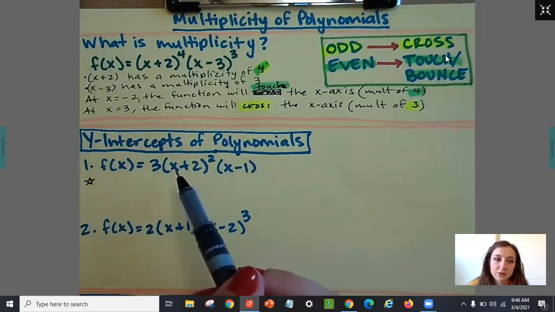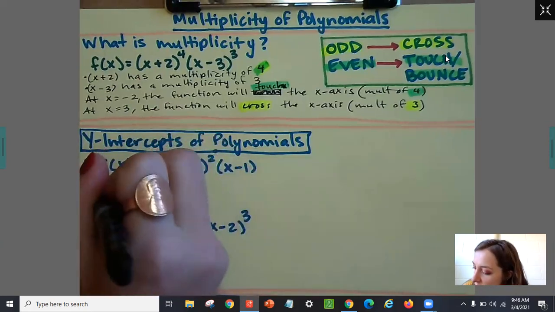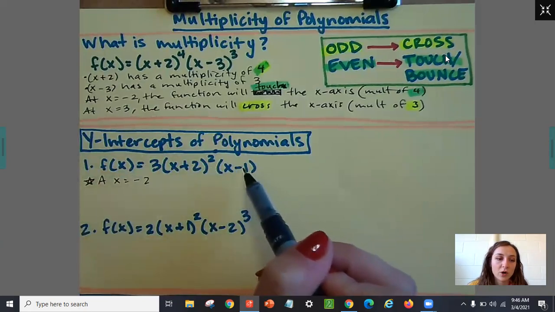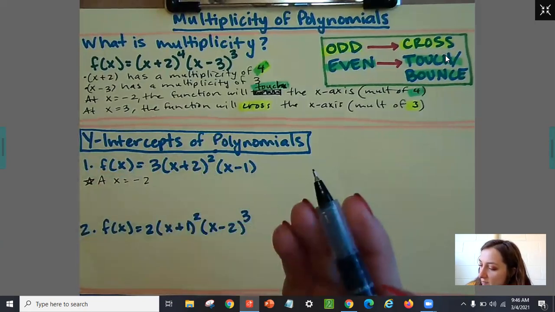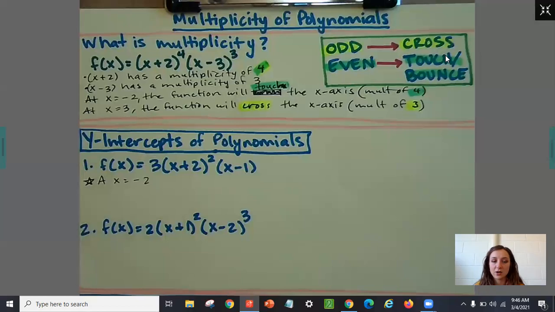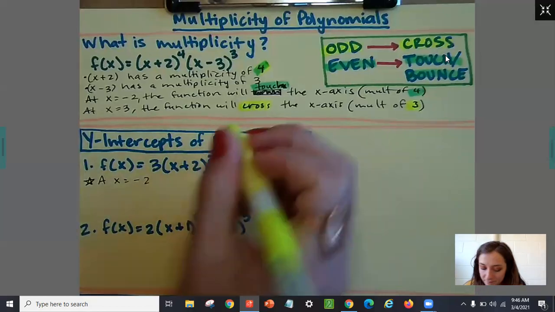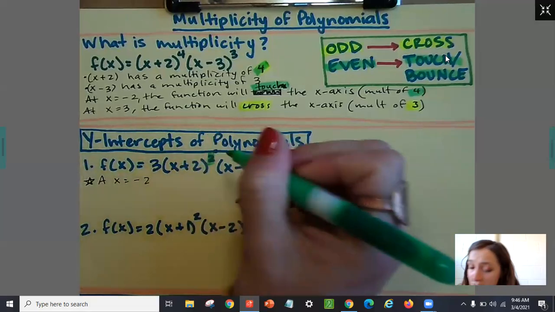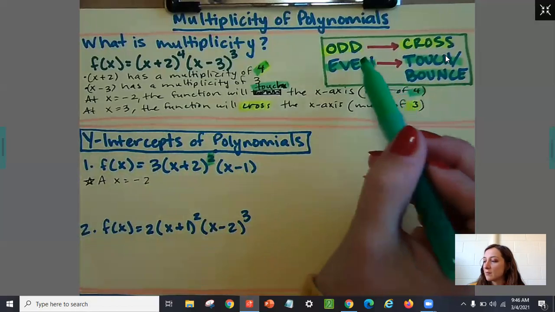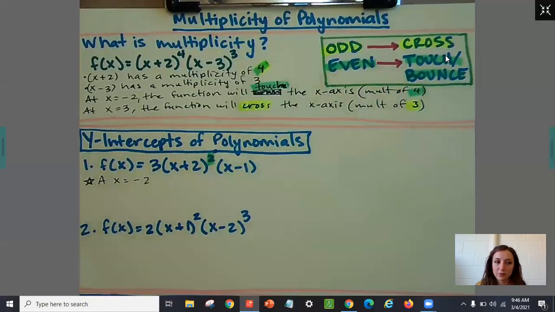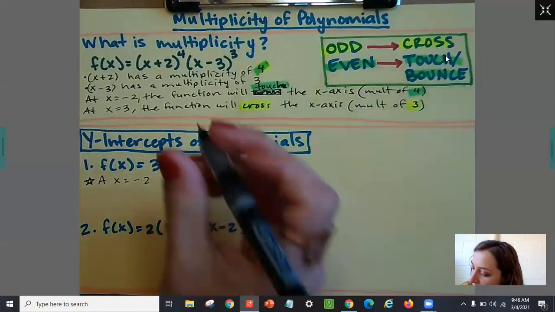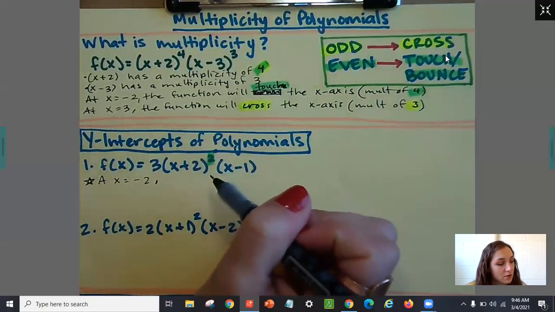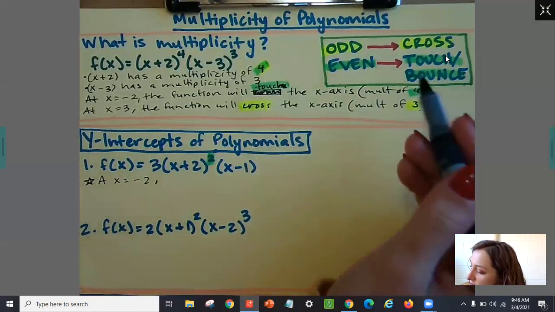One is two x-intercepts. One is going to be at x equals -2, and the other one is going to be at x equals 1. So let's look at x equals -2 first. And I can see that on x plus 2, I have a multiplicity of 2. Since that is an even number, that means we're going to touch/bounce on the x-axis. So at x equals -2, there is going to be a touch.